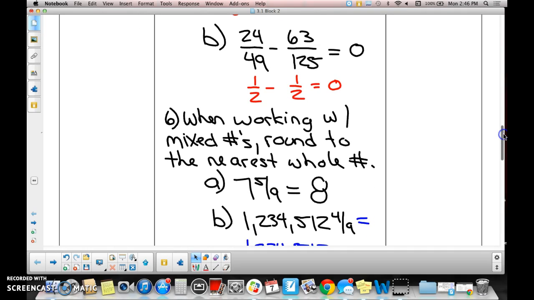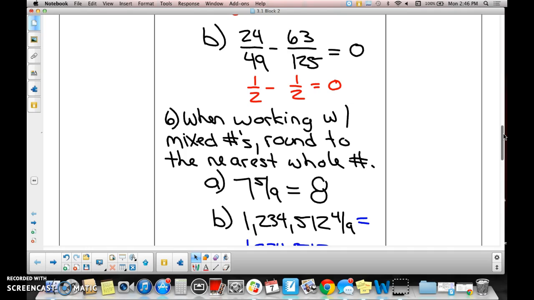Mixed numbers, this is where things shifted a little bit. When working with mixed numbers, we're only rounding to the nearest whole. We're not dealing with halves anymore. So an example would be 7 5/9 is not 7 1/2, it's 8. Because 5/9 is greater than what value? 5/9 is greater than what decimal value, you guys? Point 5. So 5/9 is greater than a half, therefore we push it up.